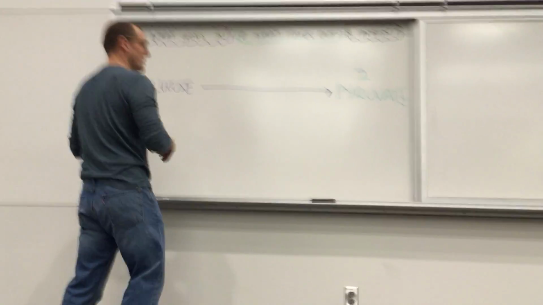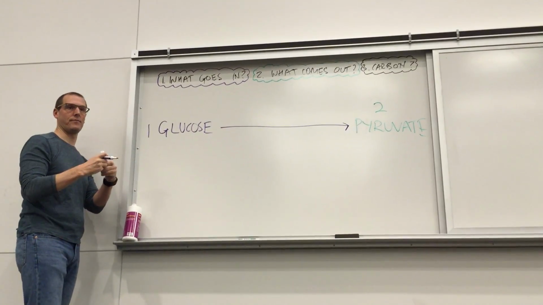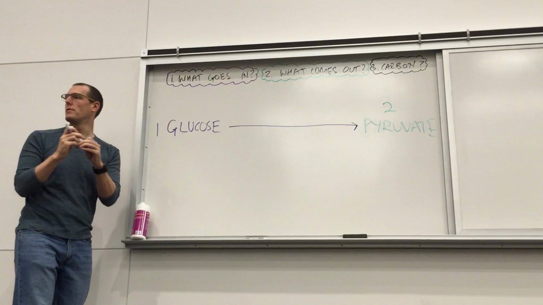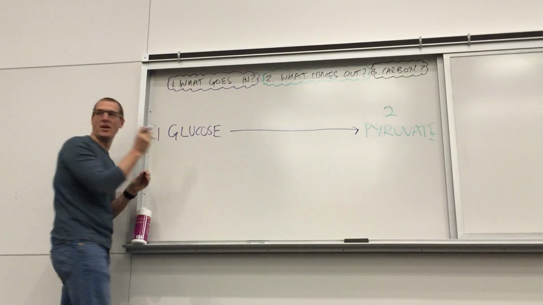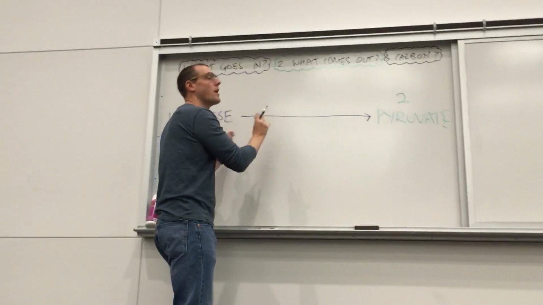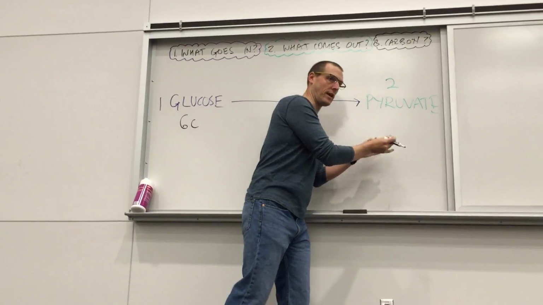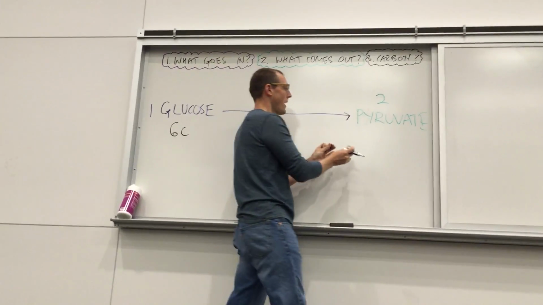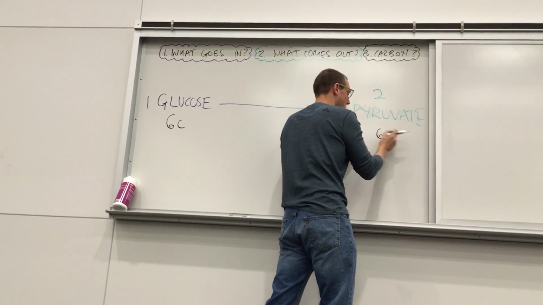Okay, so that's what goes in. That's what comes out. In terms of at the end, let's think about the carbon. How many carbons in glucose? 6. Someone over here said a number. 6. Yeah, good. I just didn't hear you. It's not wrong. I just didn't hear you. Okay, 6 carbons. There is no carbon released. There is no carbon dioxide produced in glycolysis. So how many carbons must there be at the end? There must be 6. That's the first law of thermodynamics.